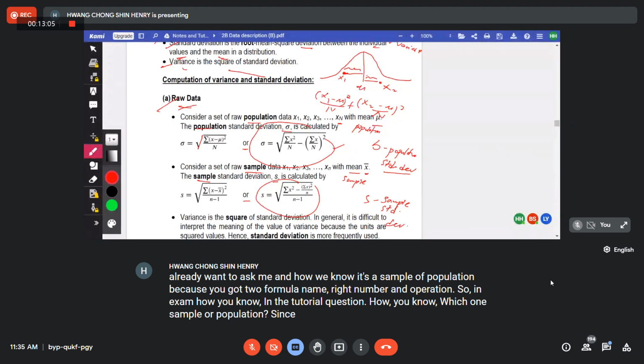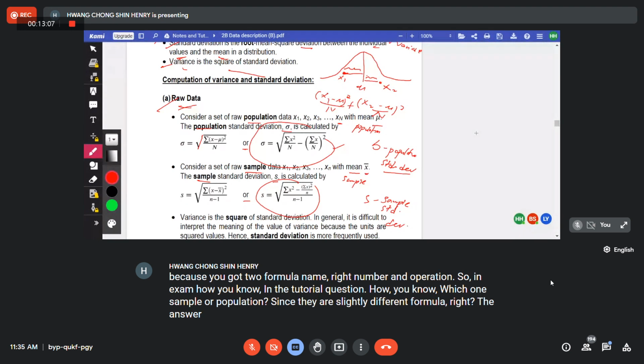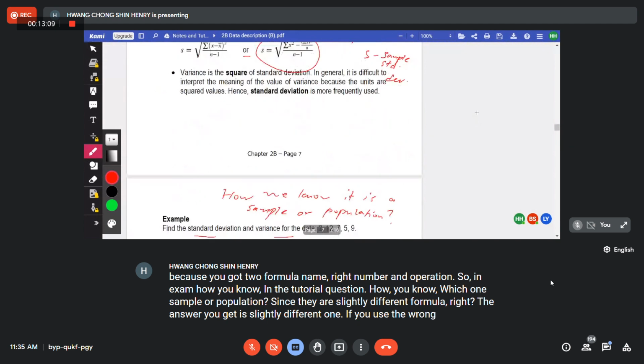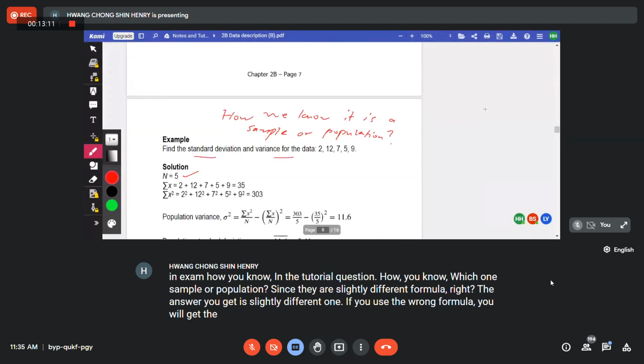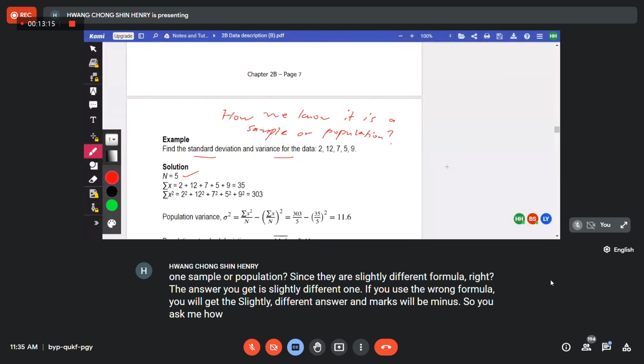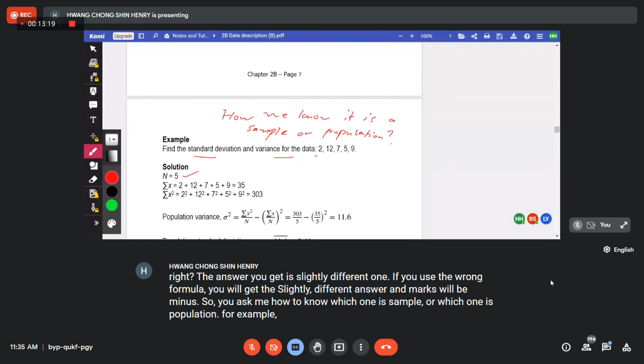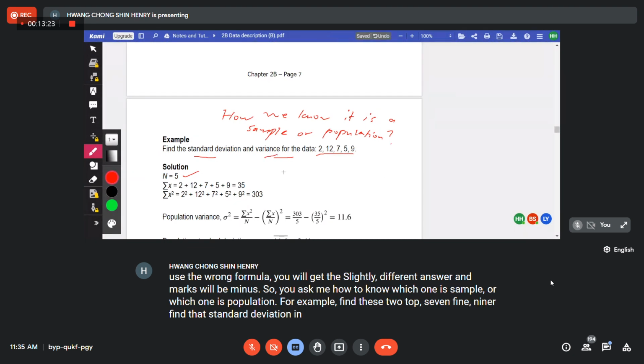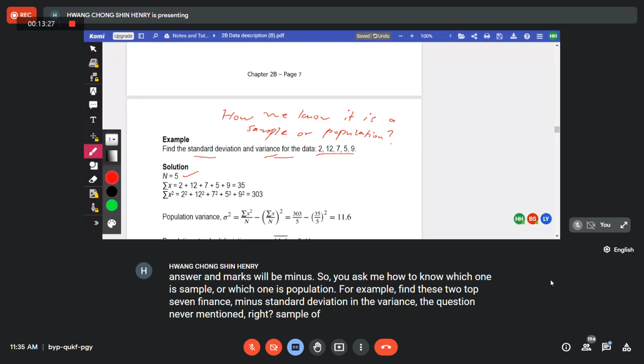Since they are slightly different formulas, the answer you get is slightly different. If you use the wrong formula, you will get a slightly different answer and marks will be deducted. So if you ask me how to know which one is sample or which one is population, for example, find this: 2, 12, 7, 5, 9, find the standard deviation and the variance. The question never mentioned sample or population, but how do we know?